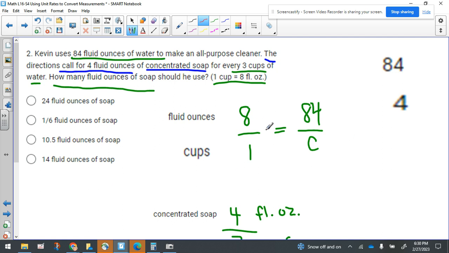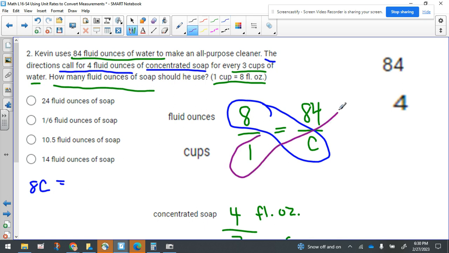So how would we do that? Since 8 is not compatible with 84, then probably our best approach here is to go ahead and use cross products. So if we do 8 times C, that's going to equal 8C. And then the other cross product would be 1 times 84, which we can do in our head. That's going to be 84. And to solve this, we would ask ourselves, what's the opposite of multiplying a variable by 8? It would be to divide by 8.